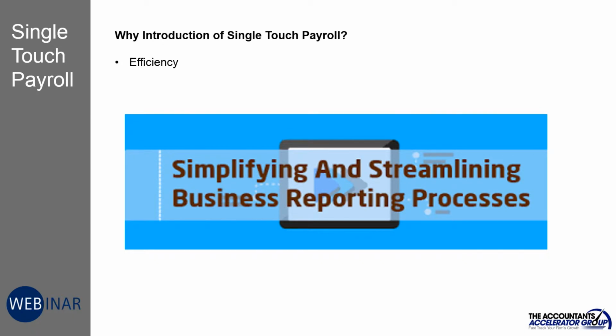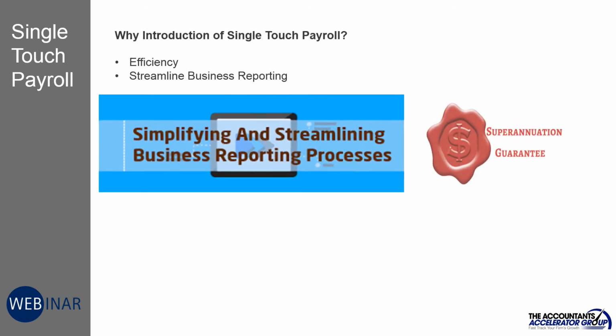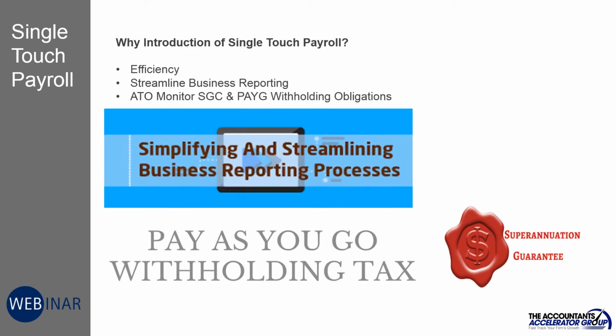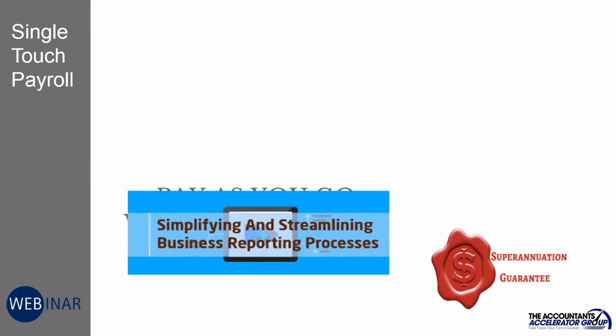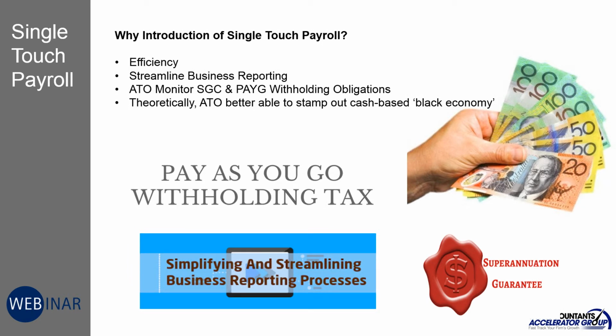Basically, it's a more efficient way to run the tax system and will streamline business reporting and help the tax office monitor whether employers are complying with their superannuation guarantee and pay-as-you-go withholding obligations. In theory, it also makes it harder to operate in the black economy because the ATO has a better understanding of who is being paid what and when.